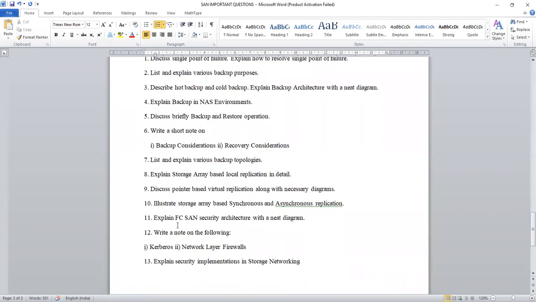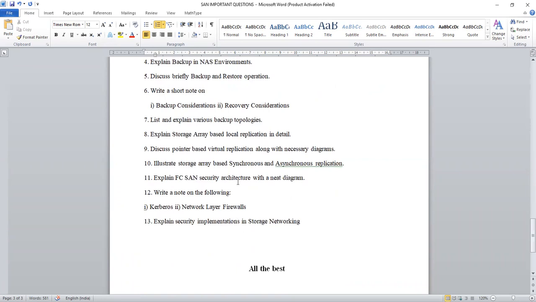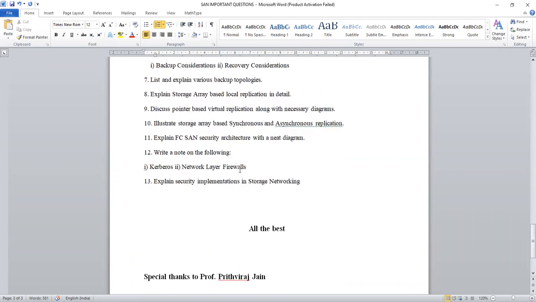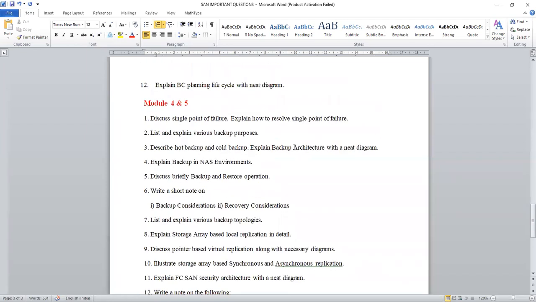Similarly, network layer firewalls, importance of firewalls, all those things are related to network security. Explain the security implementation in storage networks. So these are the important questions. At least you go through them. Hope you have read all five modules thoroughly.